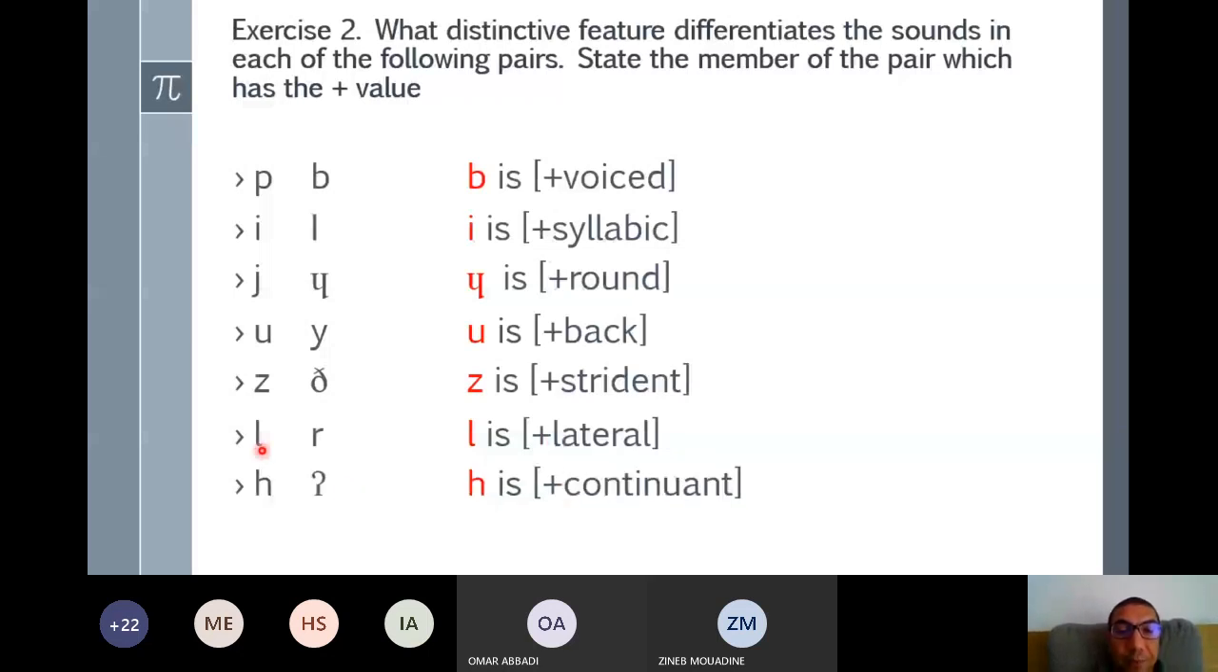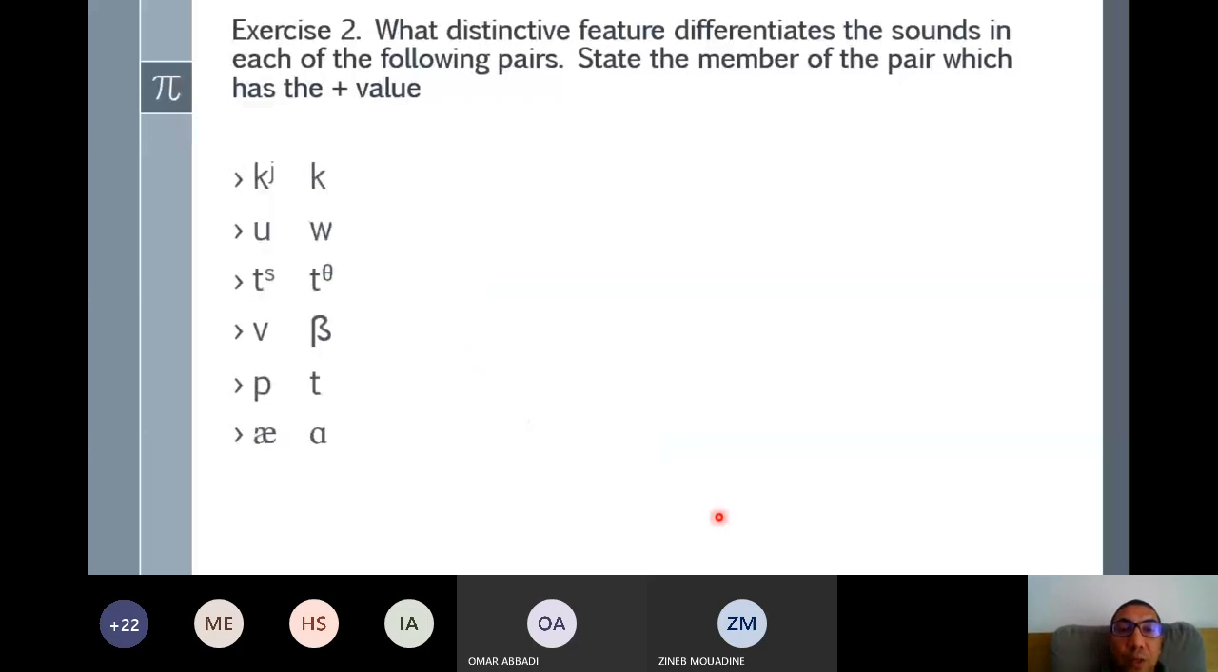Both of them are glottals. However, h is plus continuant because it is a fricative, and fricatives are plus continuant, but stops are minus continuant. We continue with the same exercise. Try to find the feature that distinguishes the two sounds and state the member of the pair that has the plus value.